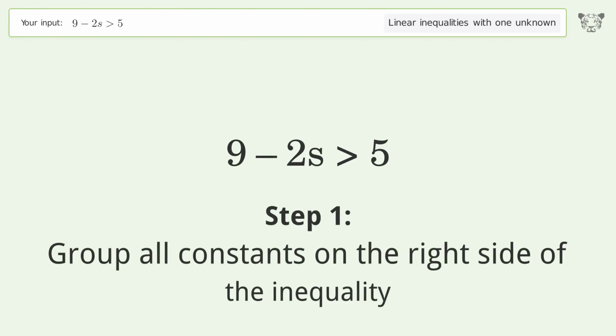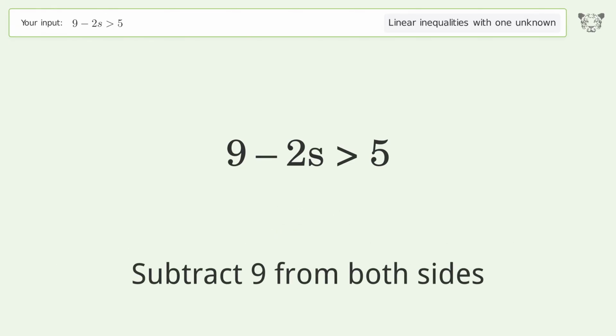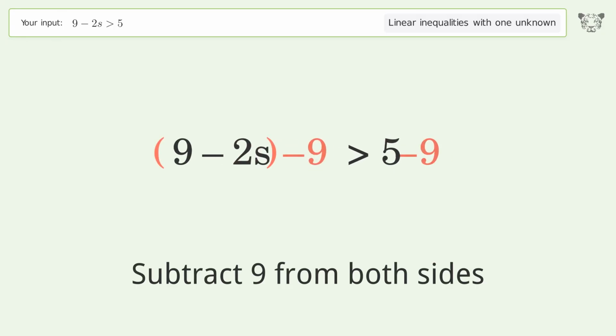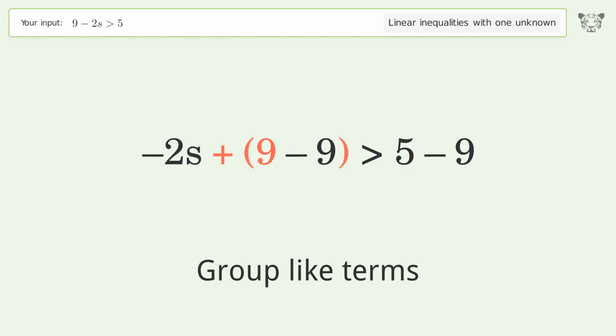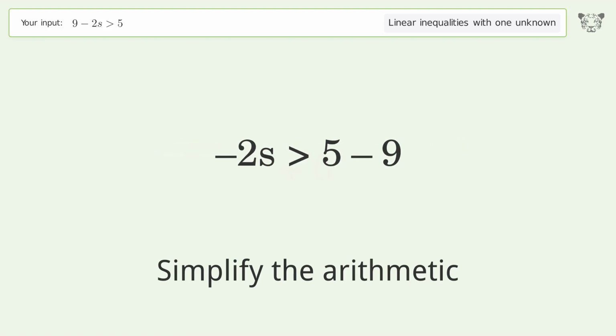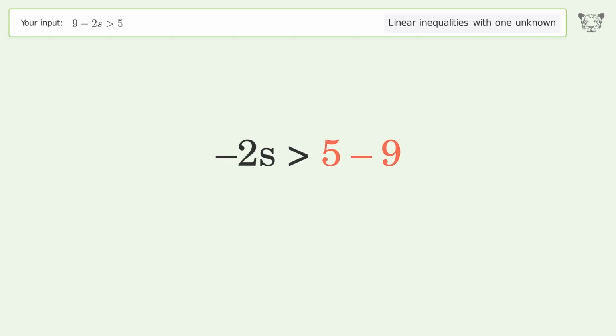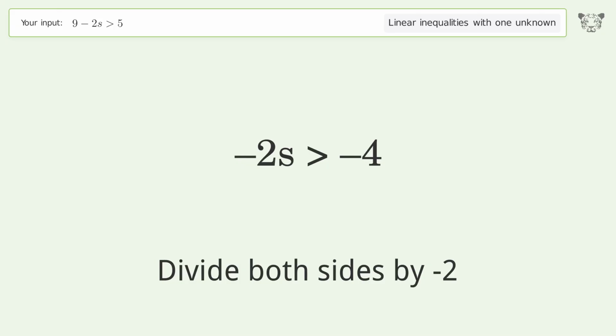Group all constants on the right side of the inequality. Subtract 9 from both sides. Group like terms. Simplify the arithmetic. Isolate the s. Divide both sides by -2.